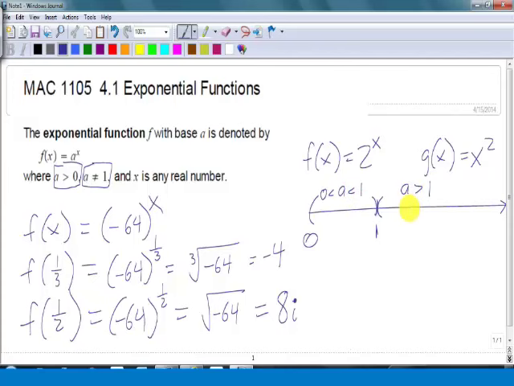So for the next example, I've chosen an example of each. The graphs look different if the base is greater than 1 than they do if the base is between 0 and 1. So I've chosen the number 2 from here, and I've chosen the number 1/2 from here. Let's look at these graphs and see what they have in common, or rather, the relationship between them and the important difference between the graphs.